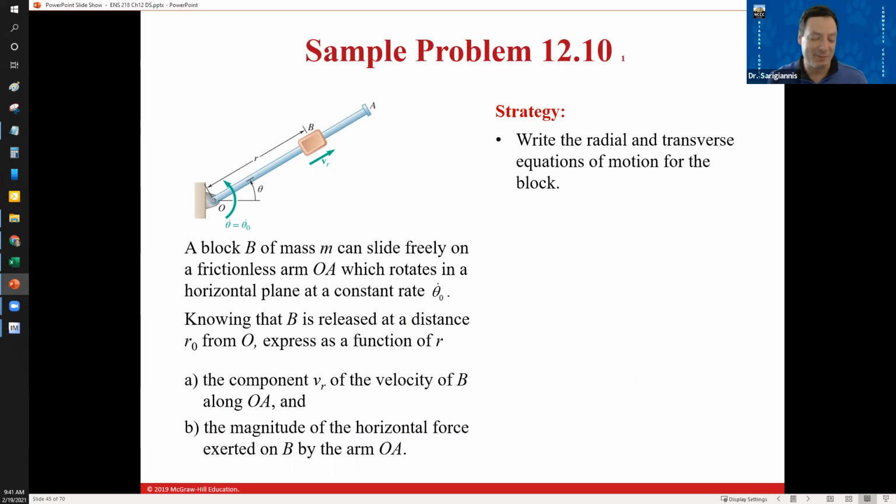So this is a common device used in textbooks. A block of mass M can slide freely on this frictionless arm. So again, starting off just to keep it simple, what are the concepts that we're looking at? Let's ignore friction for now.